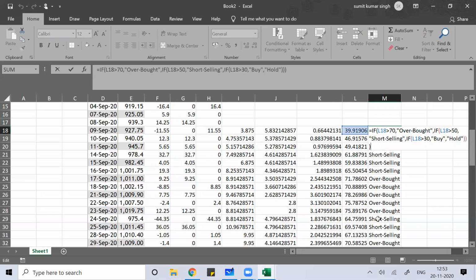If it is above 30 but below 50, then you should buy it. While if it is above 50 and below 70, you should do short selling on the stock. While if it is above 70, you should not do anything. It is an overbought stage, it has reached the overvalued status, while if it is below 30, then it is oversold or undervalued.